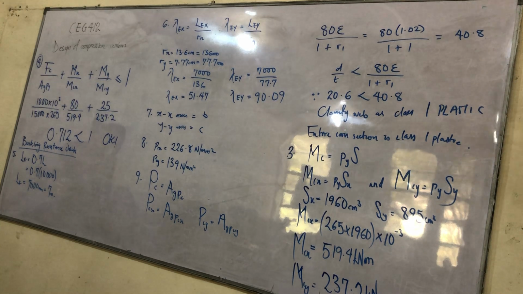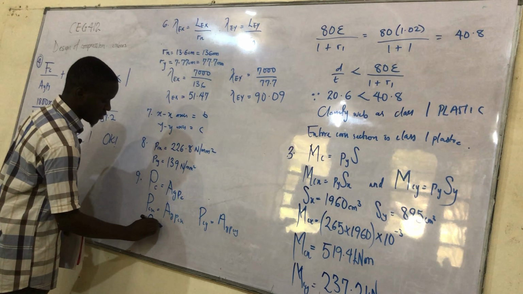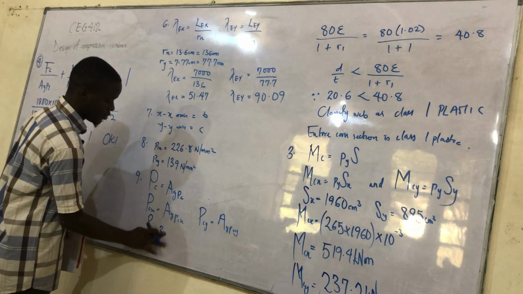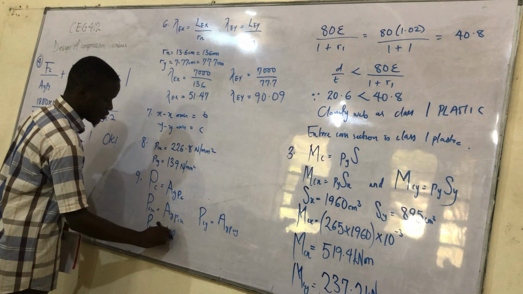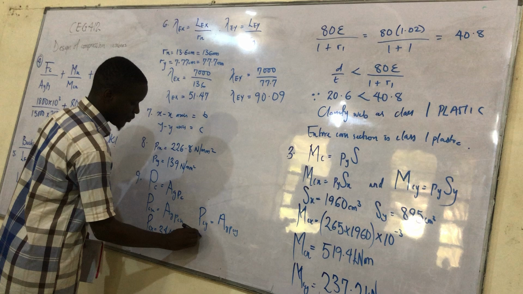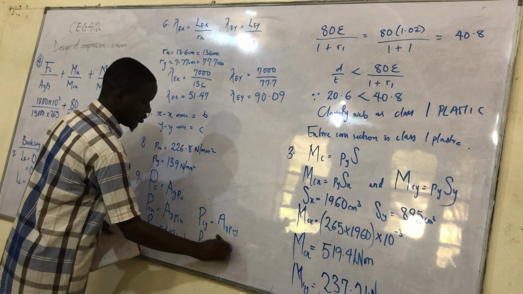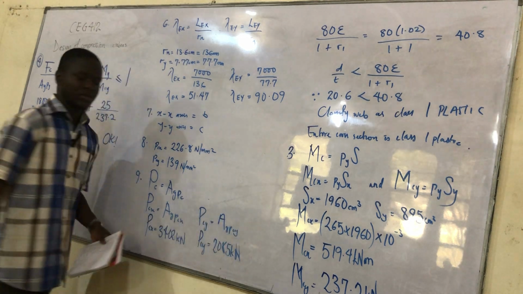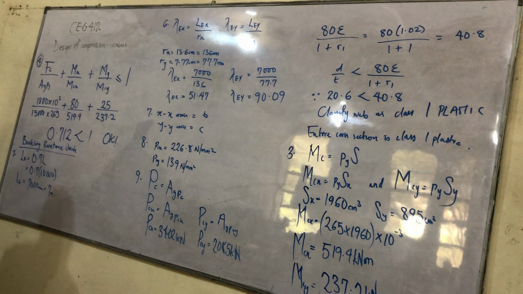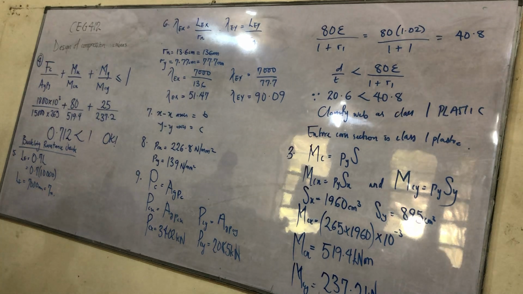3402 is what? So PCX is what? 3402 kilonewton. All right. So what's our PCY? 2085 kilonewton. So which one will now be your PC? But then you are not checking anything, so you are not using that thing. So what's the next step?